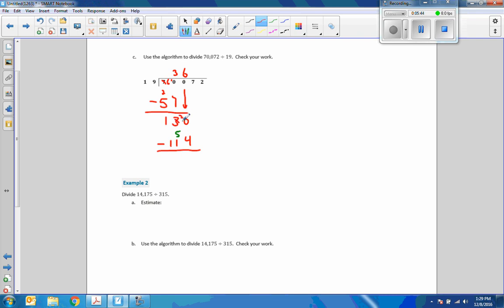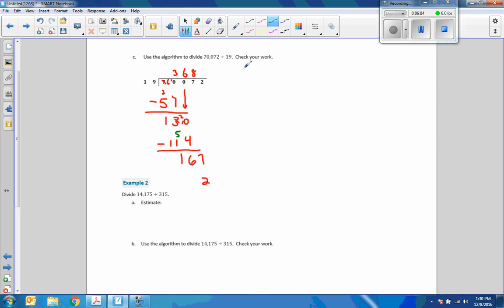So I need to borrow. 10 minus 6 is 4. 2 minus 1 is 1. So we're down to 6. Now this 7's got to come down. 167. And that should go 8 times. So if I write 8 here, 8 times 9 is 72.